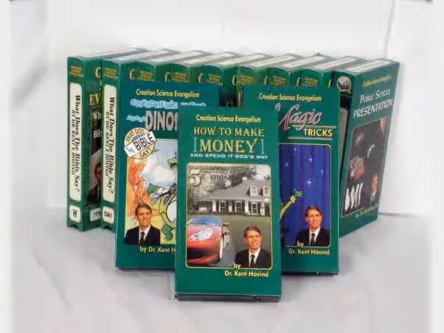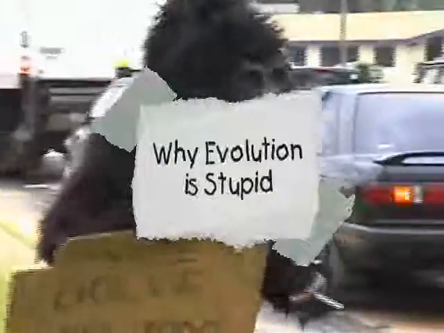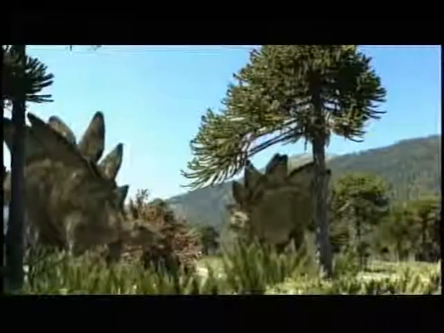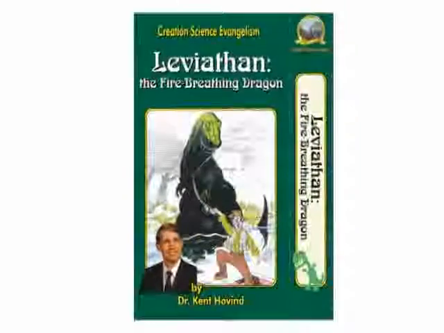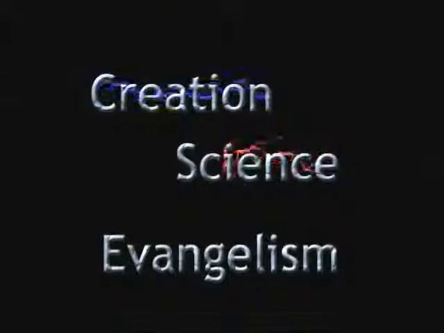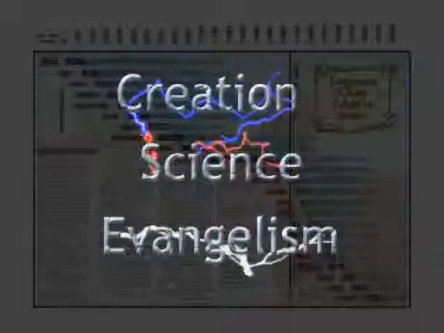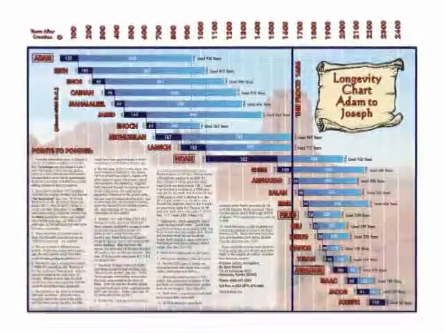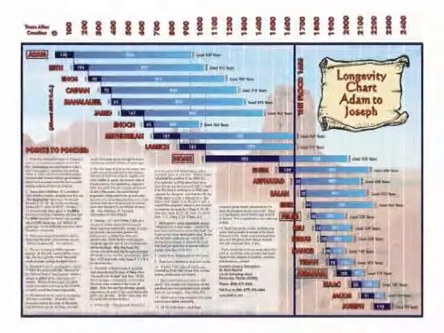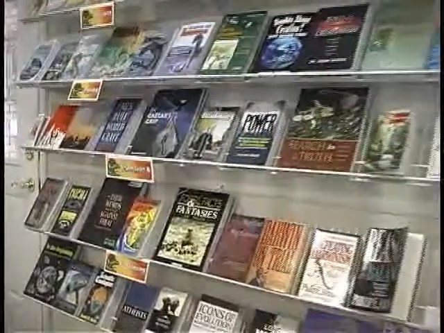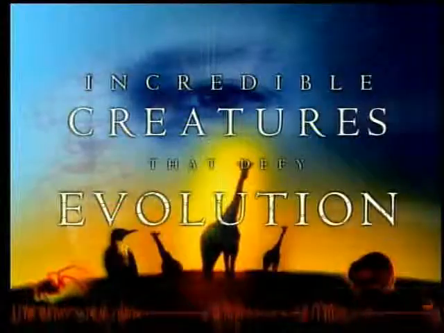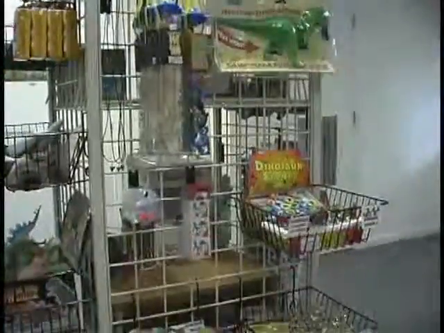Our topical series includes exciting topics like Why Evolution is Stupid, Public School Presentation, Children's Video about Dinosaurs, The Bible and Health, Leviathan, the Fire-Breathing Dragon, and many more. Creation Science also offers a variety of visuals, like the longevity chart, which presents the entire lineage of Adam to Joseph as given in Genesis. It's exciting to see exactly how many generations were alive at the same time. Hundreds of books on a variety of subjects, videos on incredible creatures that defy evolution, t-shirts, fossils, and more. Make Creation Science Evangelism the one-stop shopping center for your creation material needs.